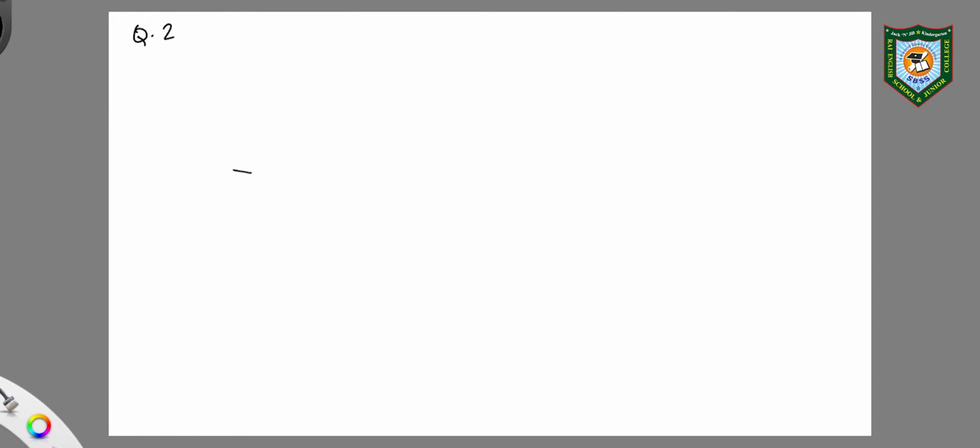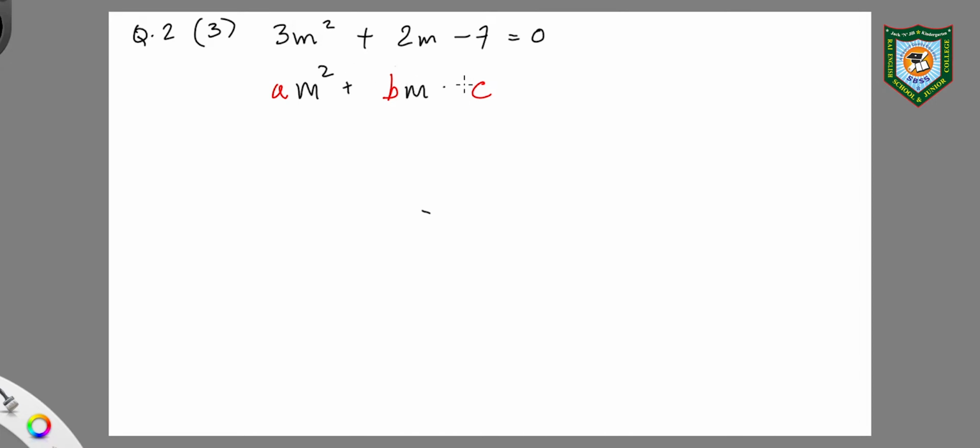I'll be doing sub question 3, and here I have 3m square plus 2m minus 7 is equal to 0. So again, we'll be comparing this to our standard equation. Here I have am square plus bm plus c is equal to 0. So my a value here is 3, b is 2, and c is equal to minus 7.